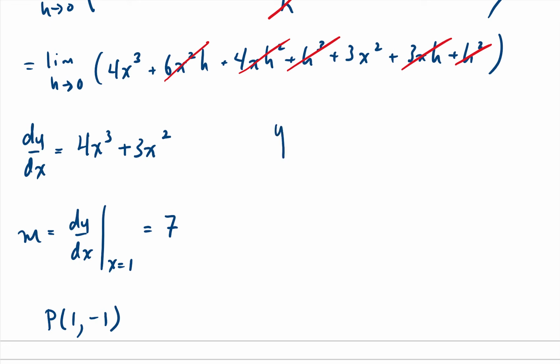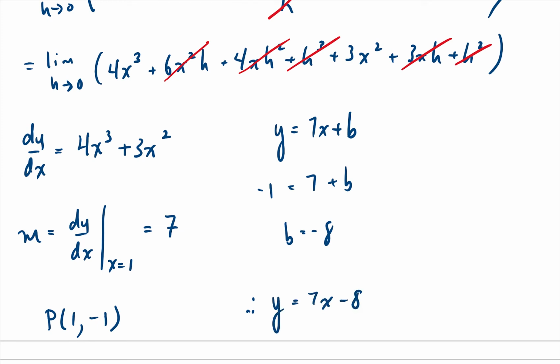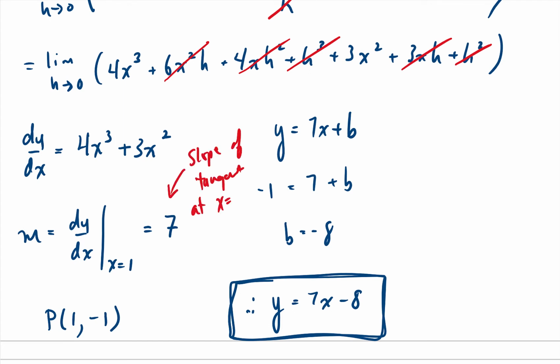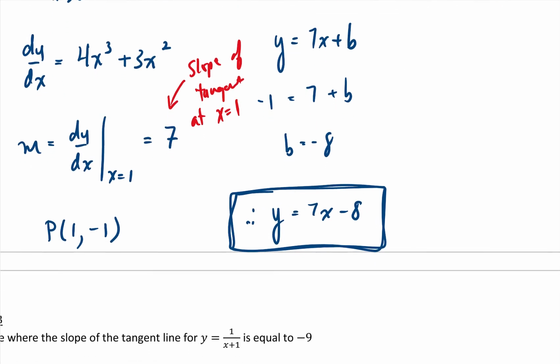And then finally we have that y is equal to 7x plus b. We sub in our point, so negative 1 equals 7 plus b, and b is equal to negative 8. So therefore, the equation of the tangent line at x equals 1 is y equals 7x minus 8. So again, two key points. This was the slope of the tangent, and this was the point of tangency at x equals 1.